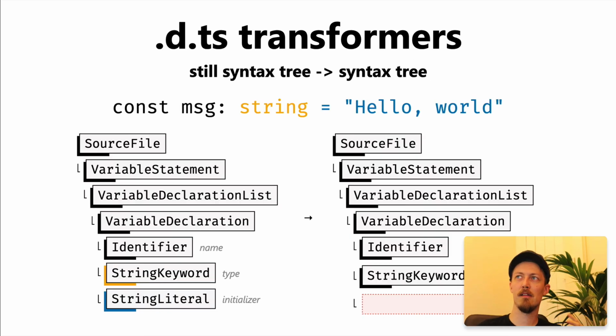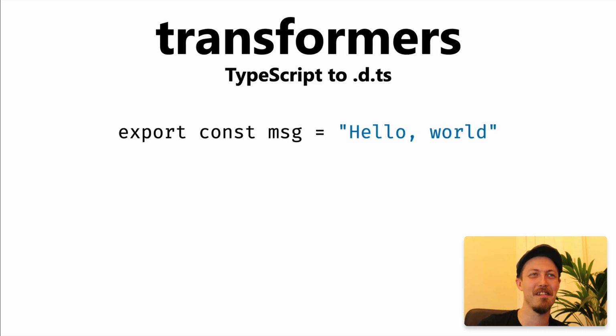It's interesting that the DTS transformations are also a syntax tree transformation. In this case, for a DTS emit, we want to get rid of the runtimey aspects of it. And so in this case, we take away the initializer aspect of the declaration, and that just leaves us with MSG colon string, which is basically what the DTS version looks like. And then we add an export in this case.